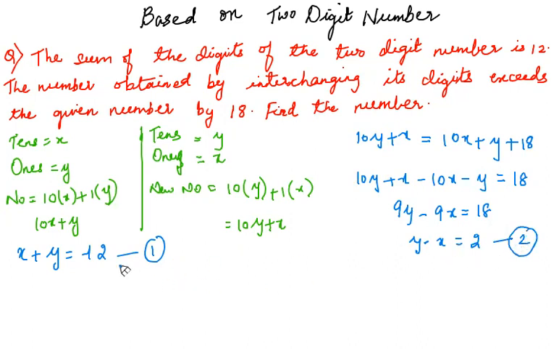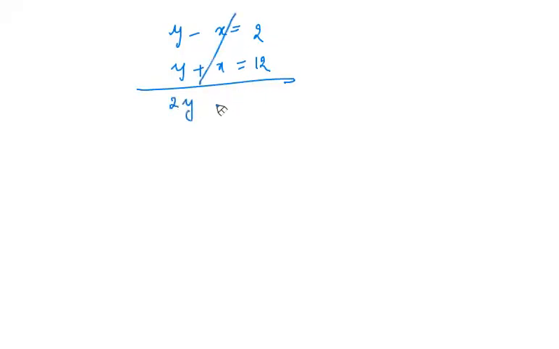Once we get the two equations, we can now use elimination or substitution. The equations are y minus x is equal to 2 and y plus x is equal to 12. Adding both the equations, y plus y is 2y, and x minus x cancel. 2 plus 12 is 14. So y is equal to 14 by 2, that is 7.